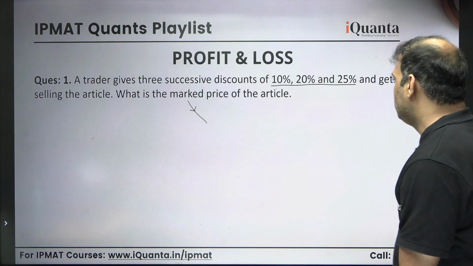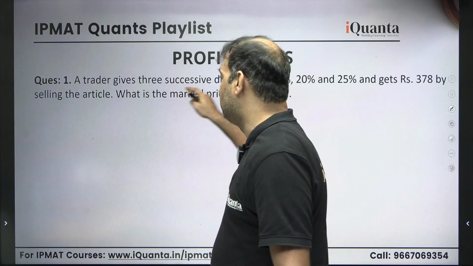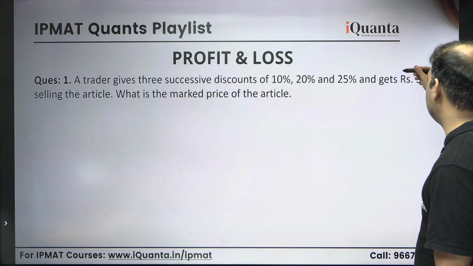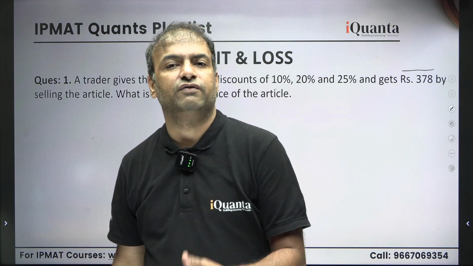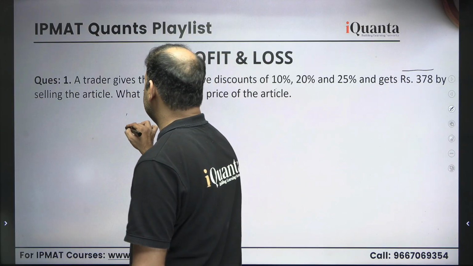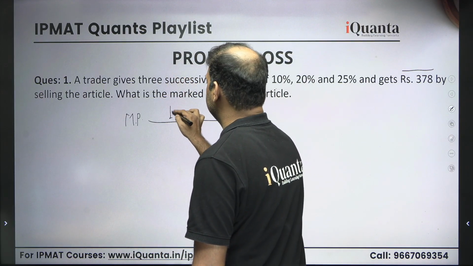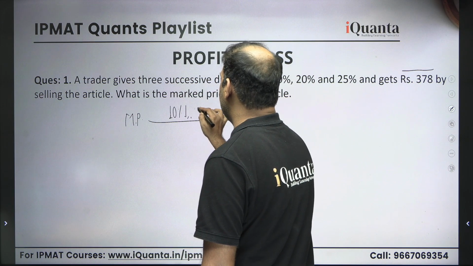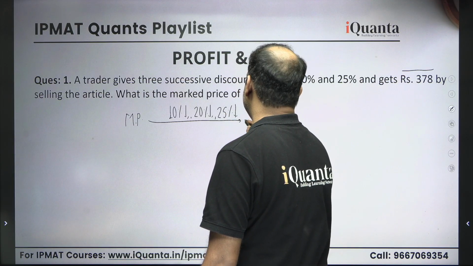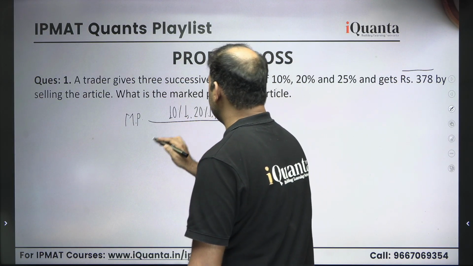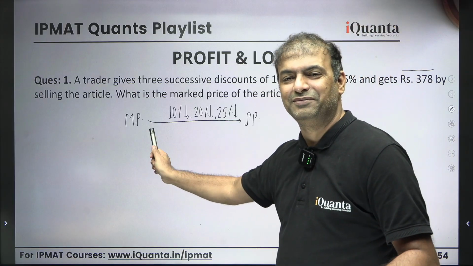So what shall we do, guys? We have a series of discounts, the marked price we have to find out, and the selling price we have. Selling price is the final value, marked price is the initial value which we have to find out. Let me write this. Find marked price. The discount series is 10, 20 and 25. Discount is always about the decrement. We got the selling price, and we can find out the mark price.